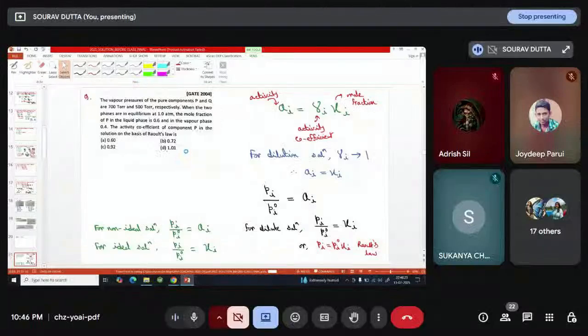The vapor pressures of pure components P and Q are 700 torr and 500 torr respectively. When two phases are in equilibrium at 1 atm, the mole fraction of P in the liquid phase is 0.6 and in the vapor phase 0.4. What is the activity coefficient of component P in the solution on the basis of Raoult's law?